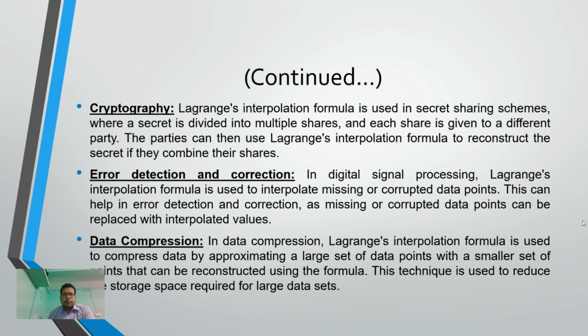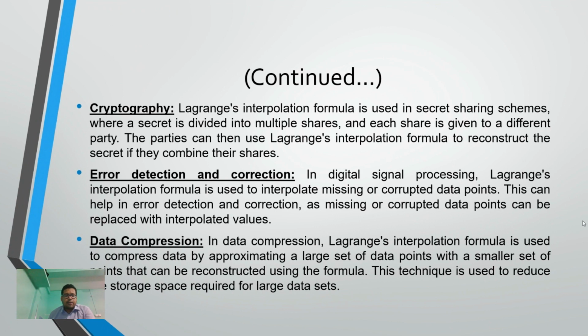Then, error detection and correction. In digital signal processing, Lagrange's interpolation formula is used to interpolate missing or corrupted data points. This can help in error detection and correction, as missing or corrupted data points can be replaced with interpolated values.